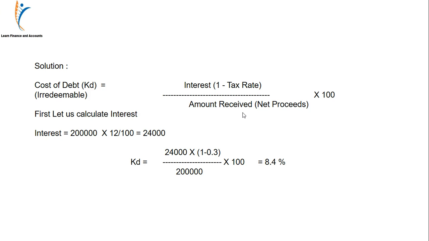Now KD will be calculated as 24,000 into 1 minus 0.3. What is this 0.3? It is the tax, 30% tax rate. So for every 100, 0.3 will have to be paid as tax. So divided by net proceeds, which is 2 lakhs, and into 100, which is 8.4%. So that is how we calculate irredeemable cost of debt.